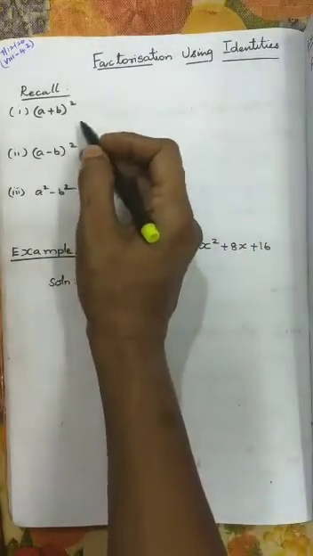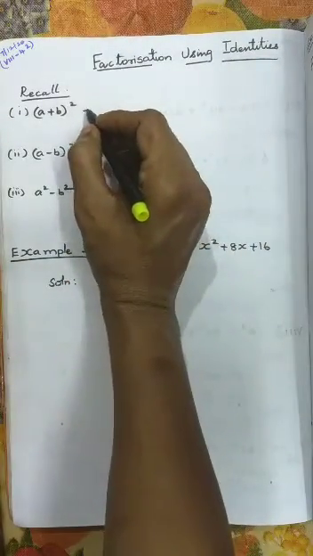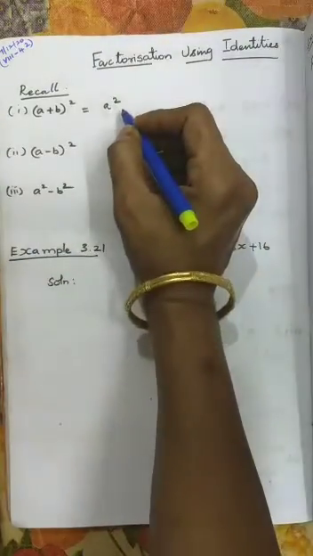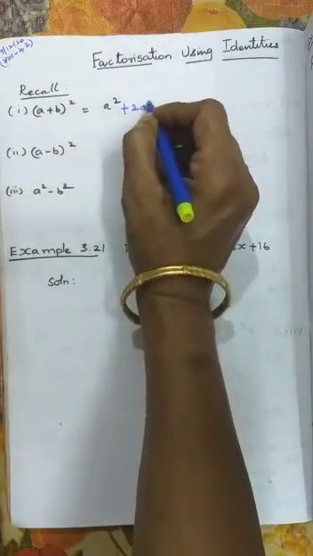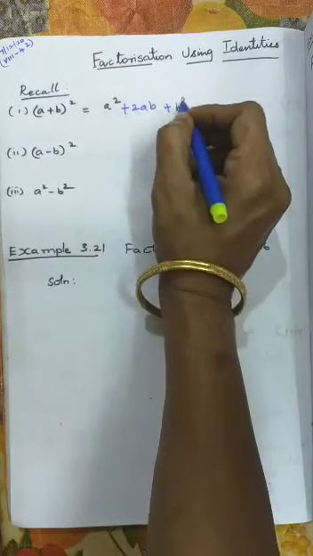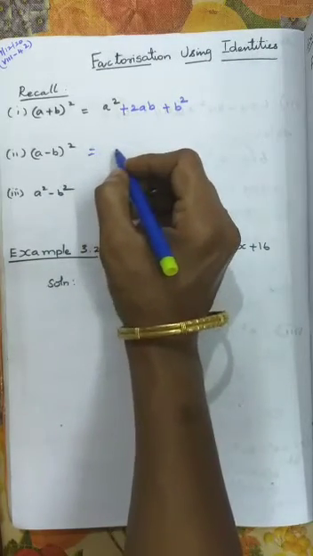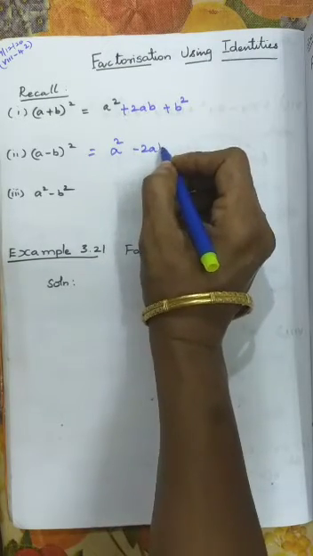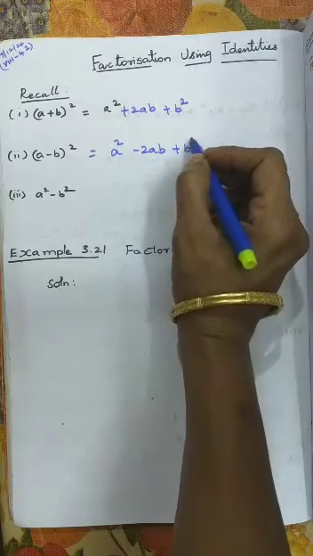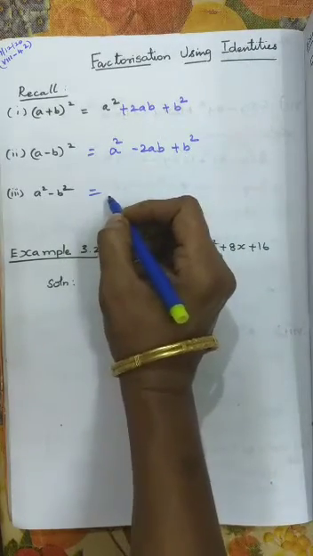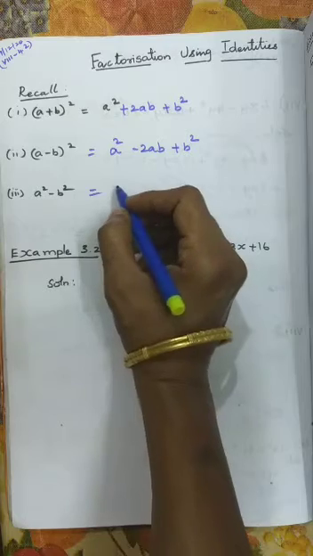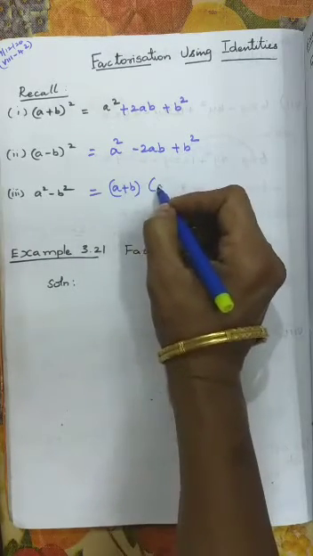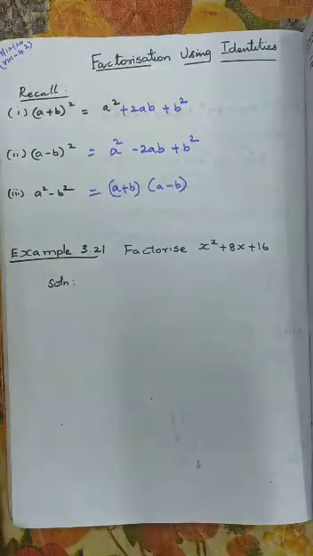(a + b) the whole square. What is (a + b) the whole square? a square plus 2ab, plus b square. Then (a - b) the whole square? a square minus 2ab plus b square. Okay. a square minus b square? Yes, (a + b) into (a - b). Okay.